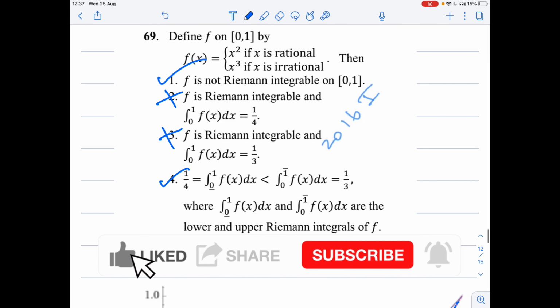Mathematicians. Today we see a nice real analysis problem about Riemann integration, which was asked in the 2016 June CSIR exam.